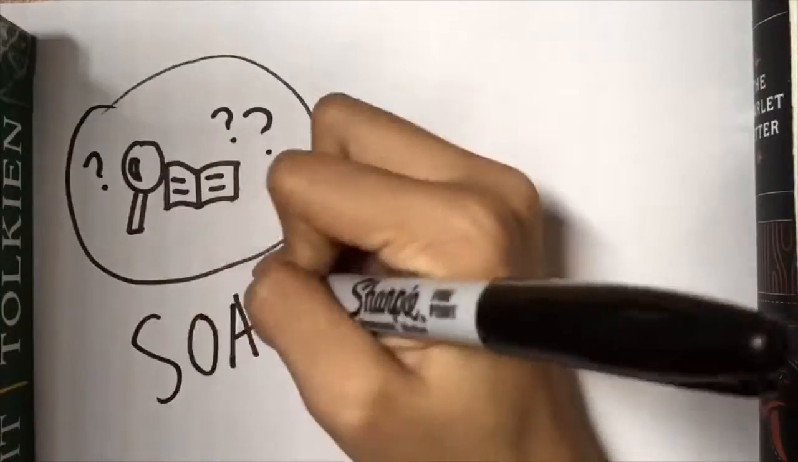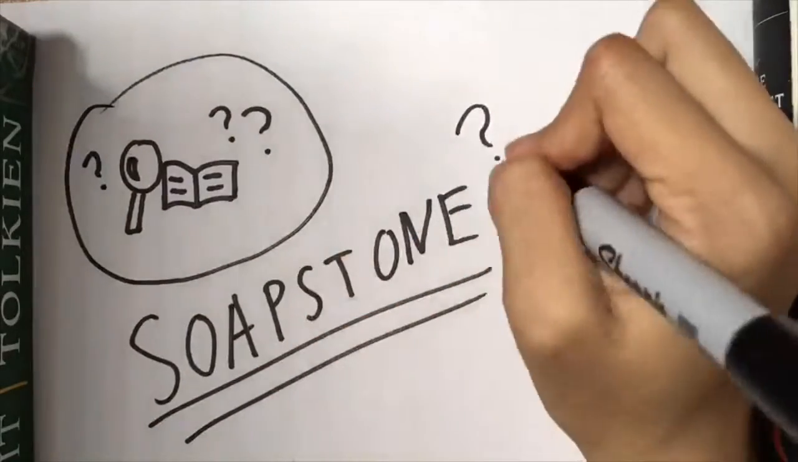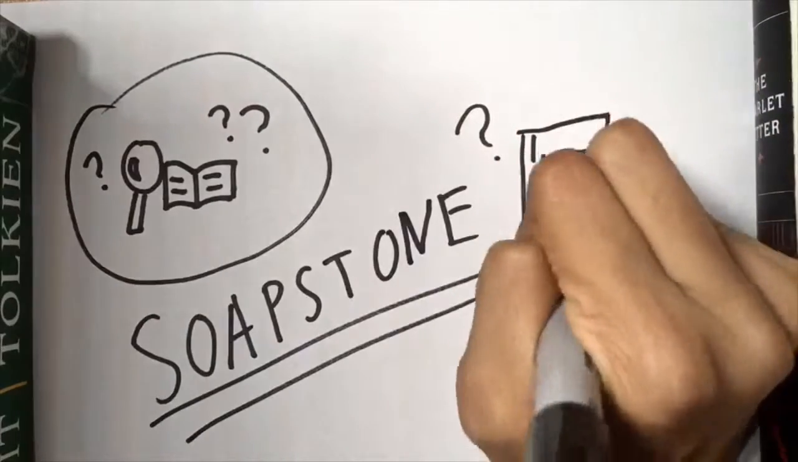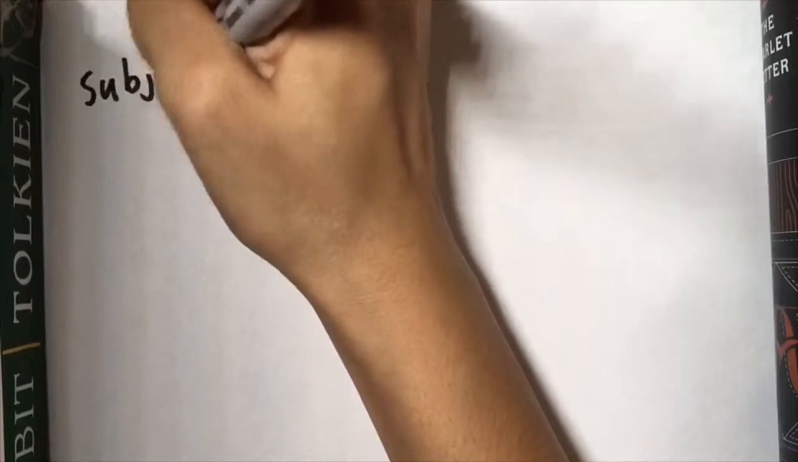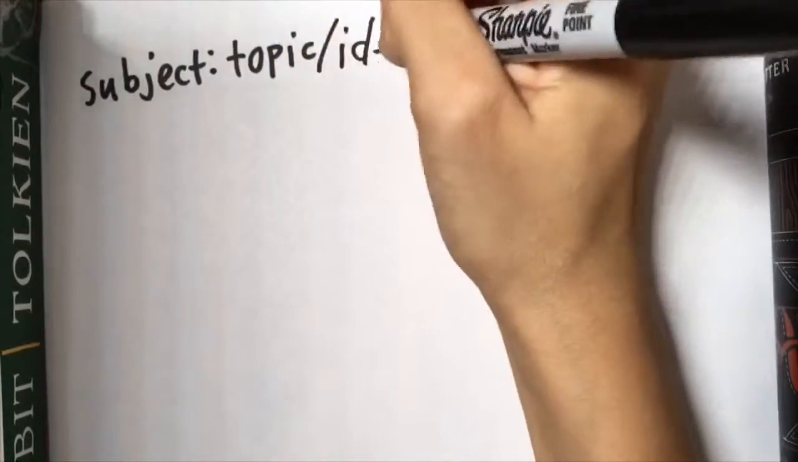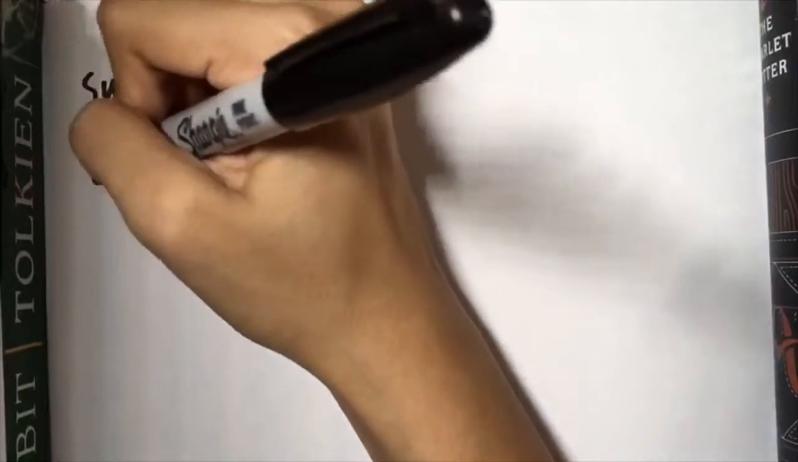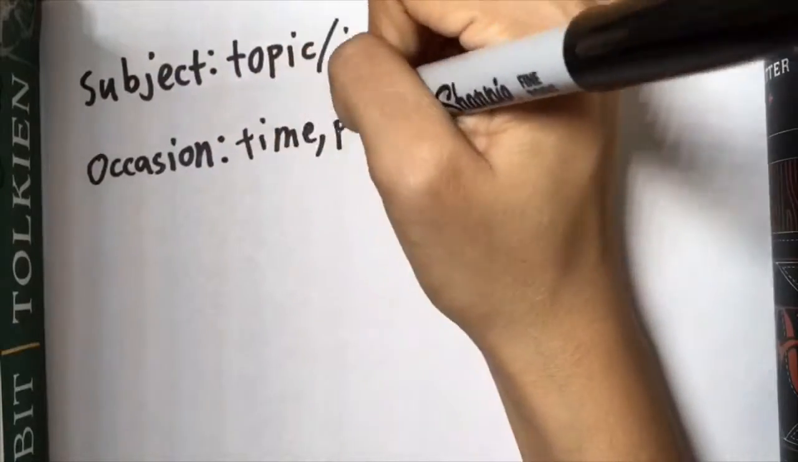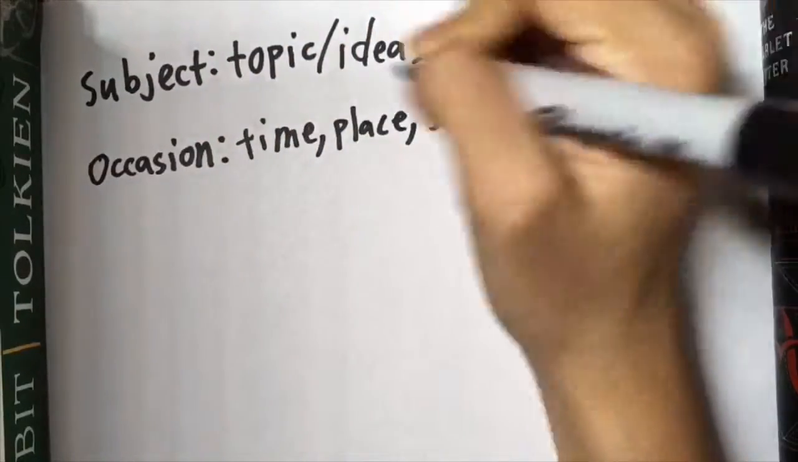You can use the SOAPSTONE method to help organize your ideas. Well, what is a SOAPSTONE? It's an acronym for brainstorming your ideas in writing your essay. There is subject, occasion, audience, purpose, speaker, and tone. First is your subject. When looking at your essay, you should ask, what is the subject of this piece? What are the general topics or ideas in the text? Next is the occasion. What is the occasion of your essay, and what are the time, place, and setting of the piece?